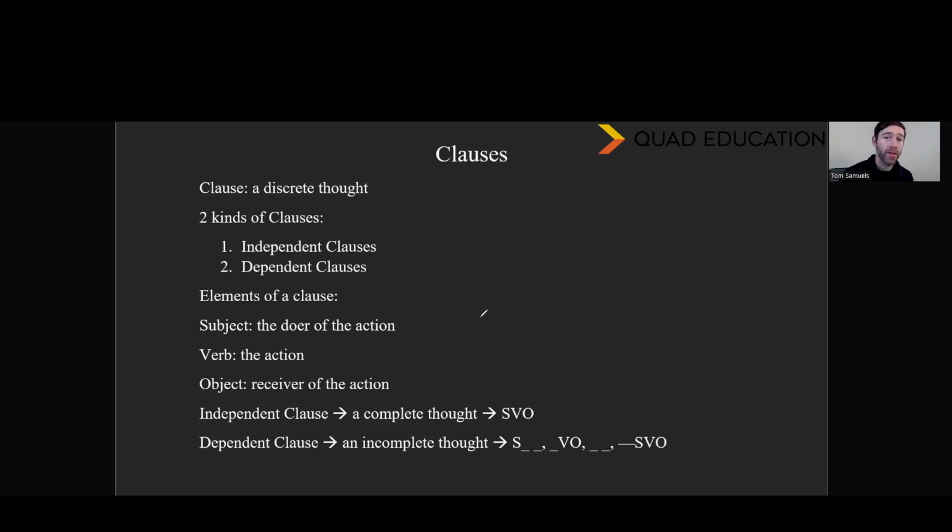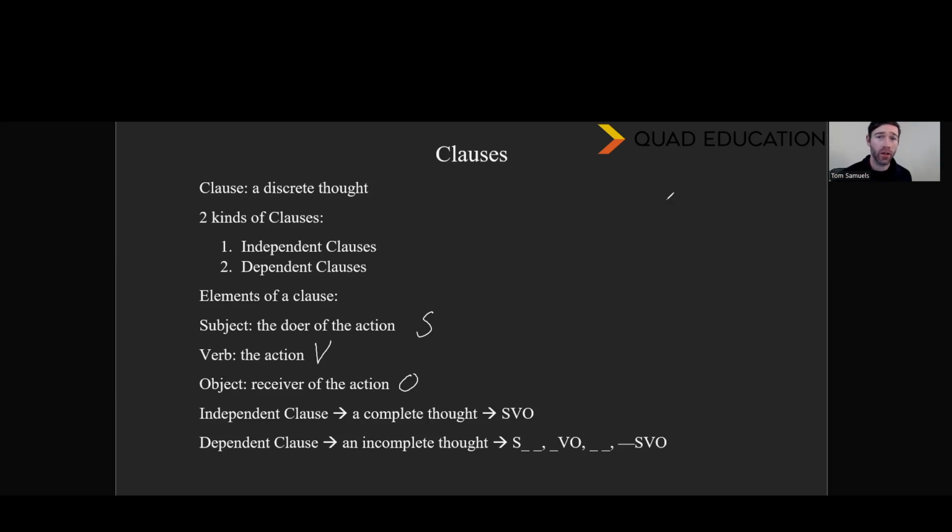Okay, let's talk about the basic elements of any clause. So first we have the subject, which you'll see me indicate as an S, and that is the doer of the action. We have the verb, which is the action, very important, that will be V. And then we finally have the object, which is the receiver of the action, and that will be O. We're going to practice identifying these in a second, so put a pin in that as well.